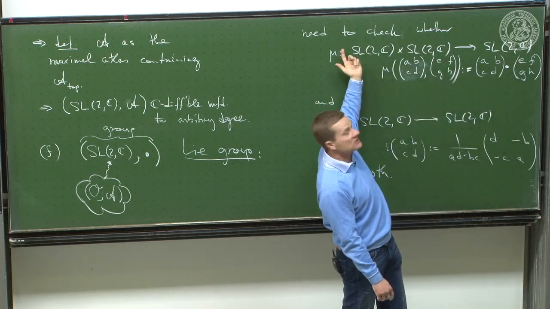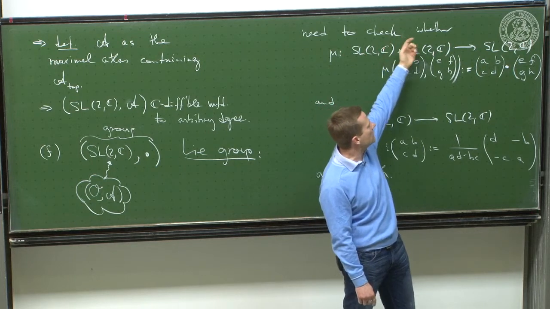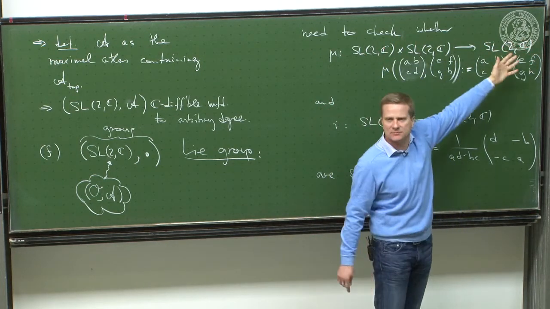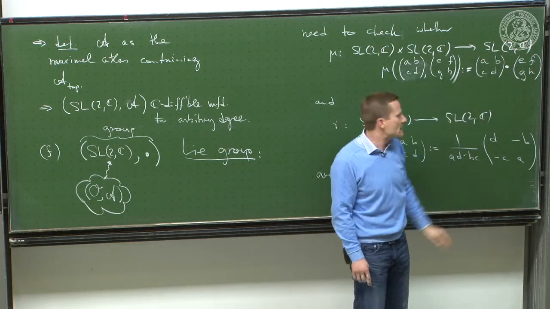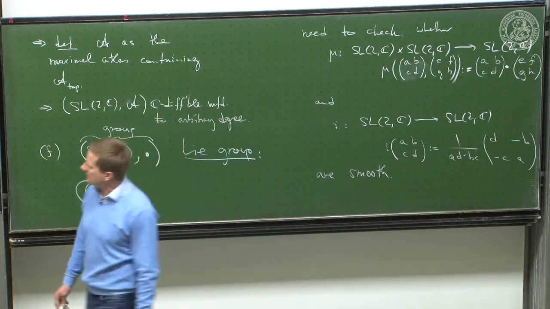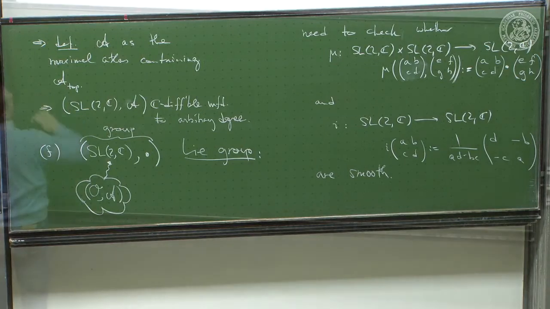So again, this mu is a map from one smooth manifold, namely this big one, into another smooth manifold, the smaller one. But again, it's the same principle. Once you have the charts, you check this. But we'll carry it through in detail for the I. We want to check precisely that the I is smooth.